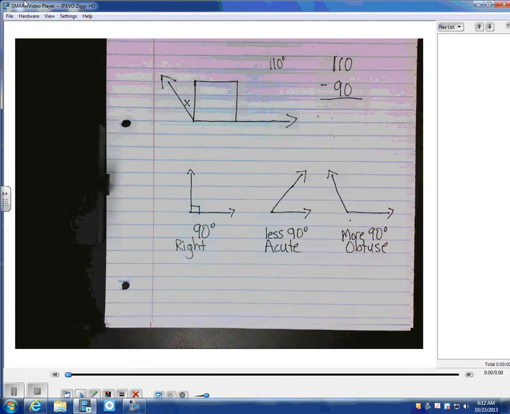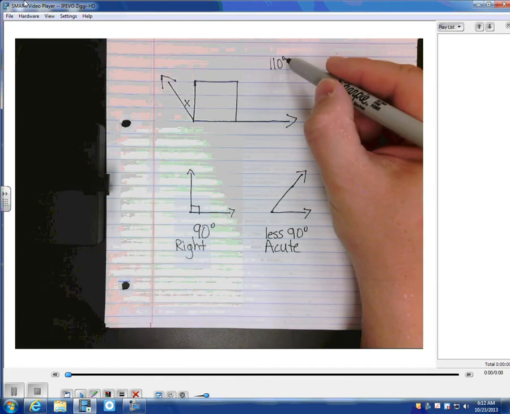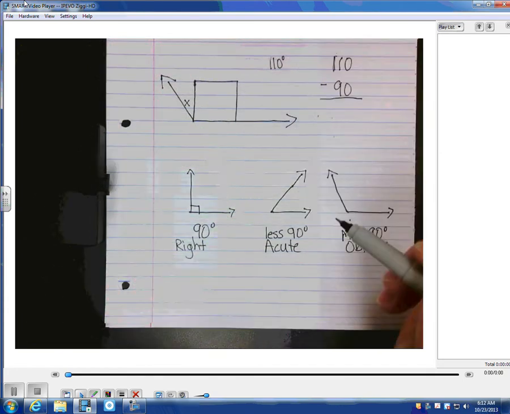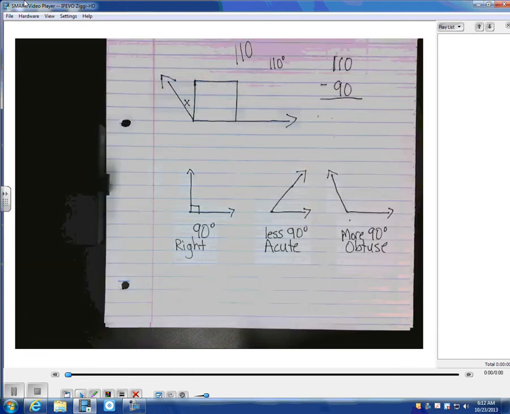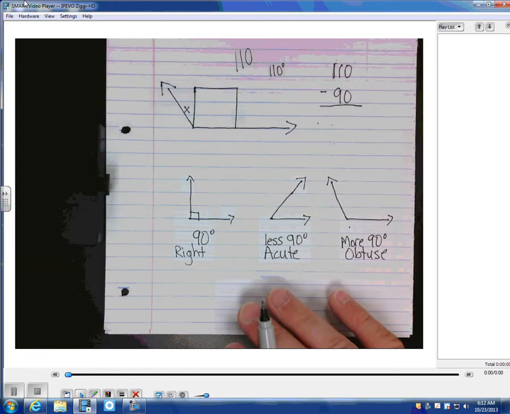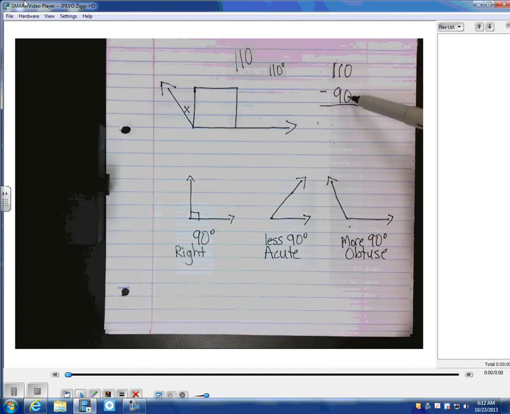Okay? Don't forget when you get your angle, make sure you put the degree symbol on there. Okay? Don't just write 110. Okay? Make sure you have the degree symbol. So you're going to take the original angle, you're going to subtract the 90-degree angle, and that will give you the missing angle for that. Okay?